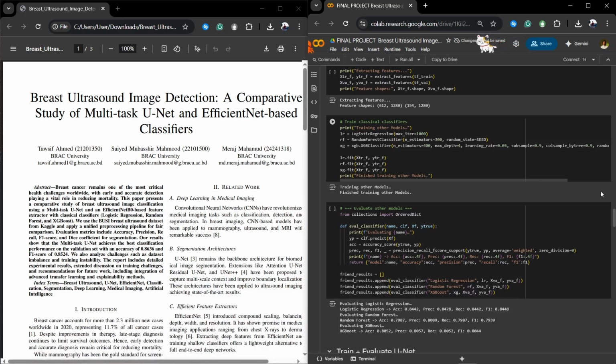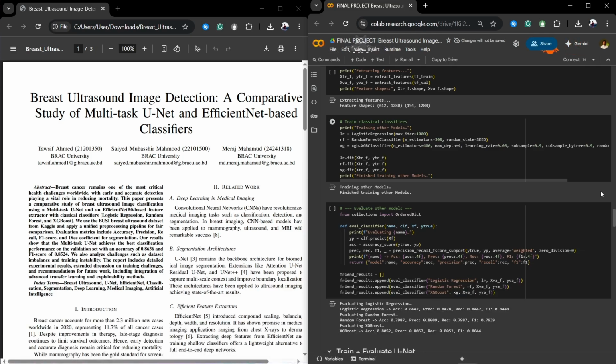We know that UNet is one of the most widely used models in biomedical image segmentation. It has an encoder-decoder structure with skip connections that allow it to capture both local and global information. For our project, I extended the UNet architecture to perform two tasks at the same time: segmentation of lesion masks and classification of the image into one of three categories, normal, benign, or malignant.